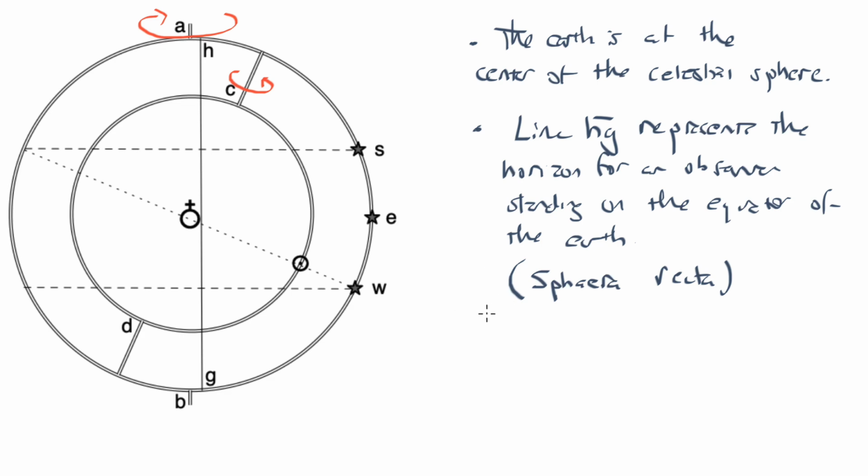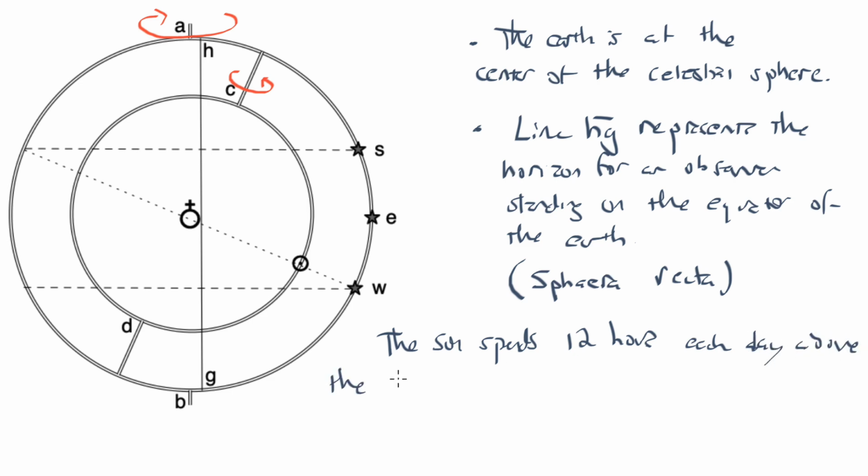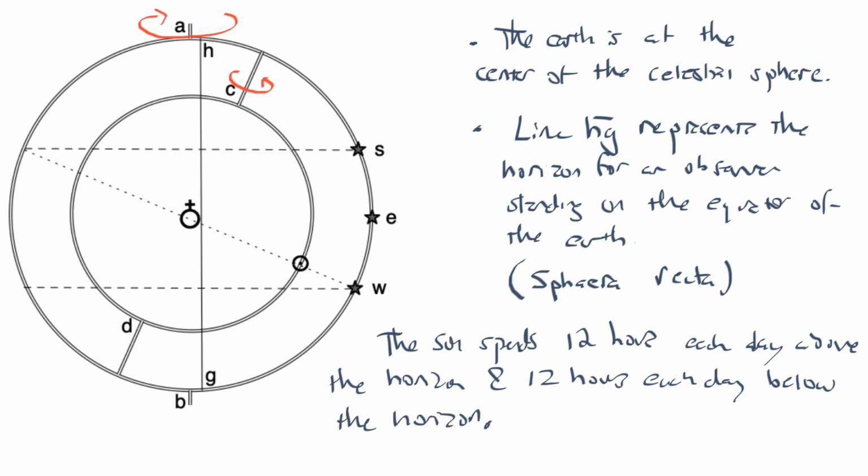For this observer standing at Sphera Recta, that is on the equator of the Earth, the sun spends about 12 hours each day above the horizon and 12 hours each day below the horizon. This is in fact the case. If you live in Quito, Ecuador, it doesn't matter what day of the year it is, you always have equal length days and nights. Okay?